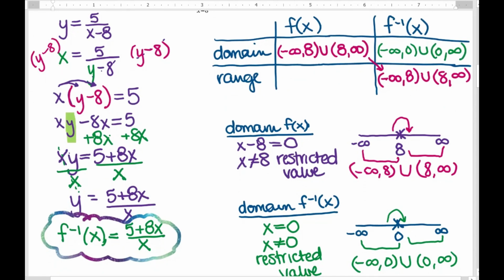And because we found the domain of the inverse, we found the range of the original. So the range of f of x is going to be negative infinity to 0, union with 0 on up to infinity.